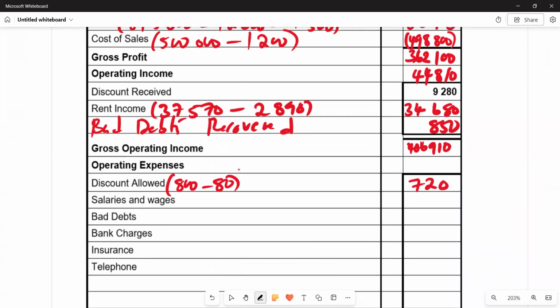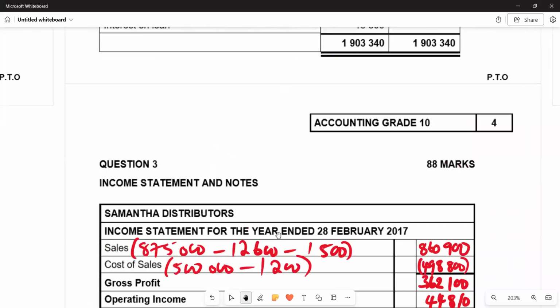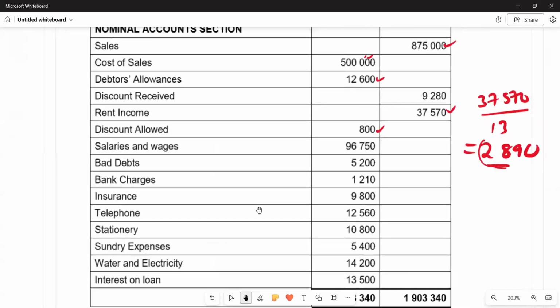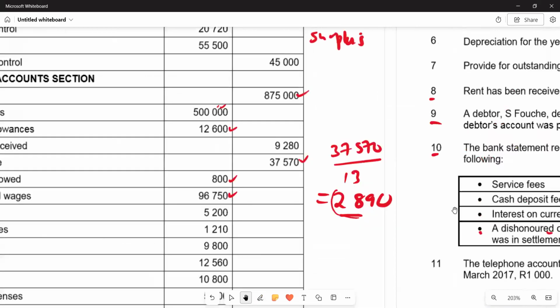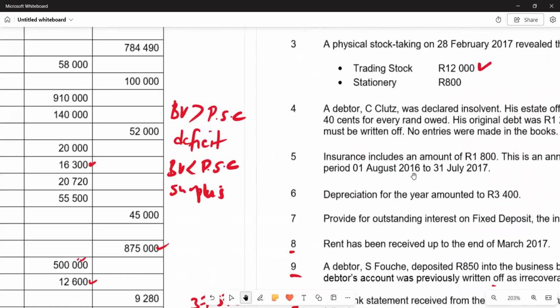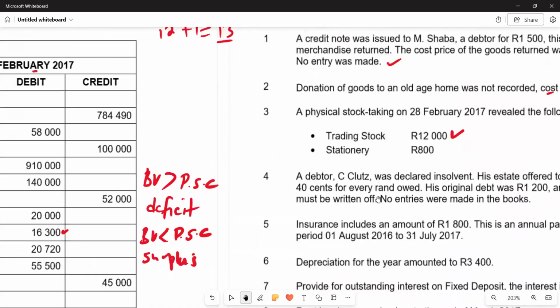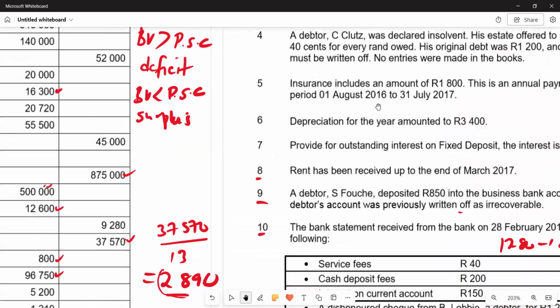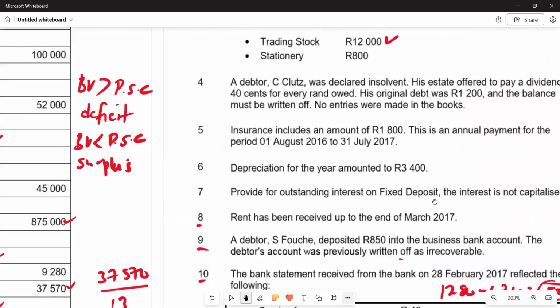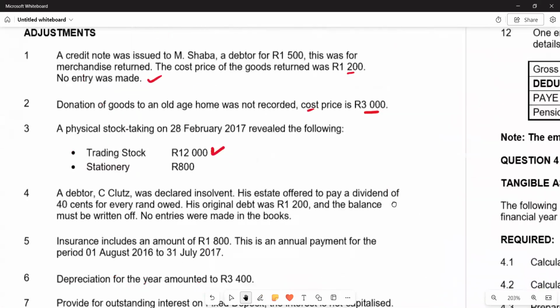Then we go to the next, salaries and wages. We go again to our question and try to see what we have in terms of salaries and wages. Salaries and wages are 96,750. We go to additional information to check any adjustment to do with salaries and wages from the beginning. We go down, checking any other adjustment that we can see, and go to the next page.